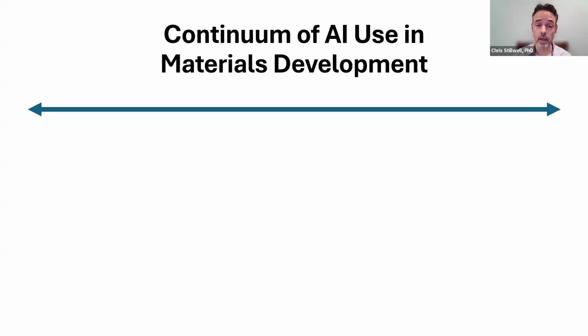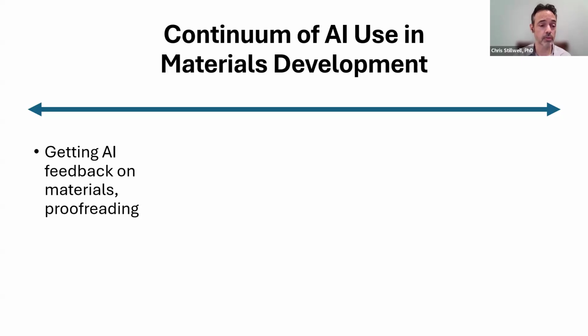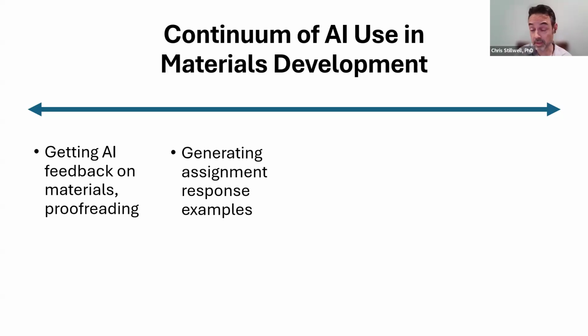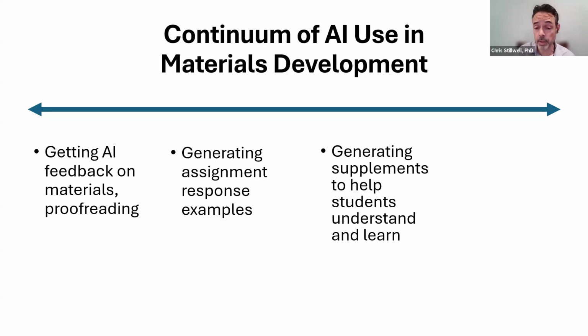And we can think of it as being a very light approach or a very heavy approach to using artificial intelligence. On the lighter side, we might think of using it to get feedback on materials or proofread, or perhaps to generate a sample response to our materials that we have already created. And if we use artificial intelligence a little more heavily, we might use it to generate supplements to help students understand and learn, or we might even use it to create new materials. And that's what this video is about.